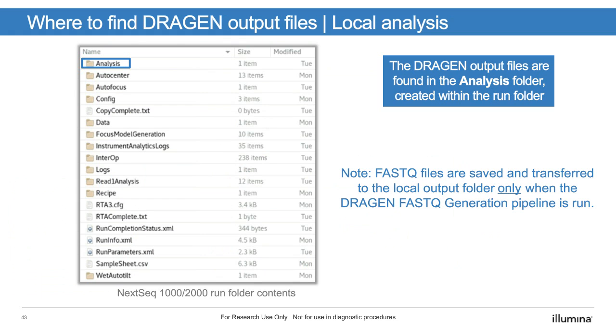Now, when analysis is performed locally and saved to a local output directory, for example, your network drive or an external drive, DRAGEN output files are going to be found in the analysis folder within the run folder. In local analysis, FASTQ files are saved and transferred to the local output directory only when the DRAGEN FASTQ generation pipeline is run. After local analysis completes for pipelines other than the DRAGEN FASTQ generation app, the FASTQ files will not be found in the temp run folder of the instrument, nor will they be found in the output folder. So if you need FASTQ files to be saved and transferred to your local directory, you're going to have to run the DRAGEN FASTQ generation pipeline via a requeue, like what we described before.